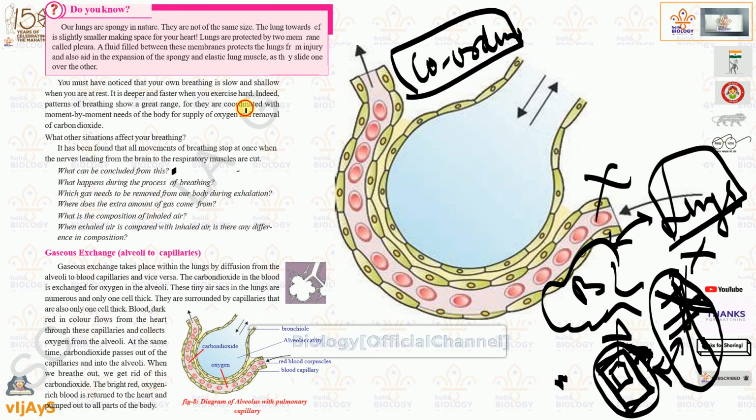So the first question here, what can be concluded from this: there will be no coordination, there will be no communication. Next question, what happens during the process of breathing? During the process of breathing here, the first thing you need to understand, I'm just making here.